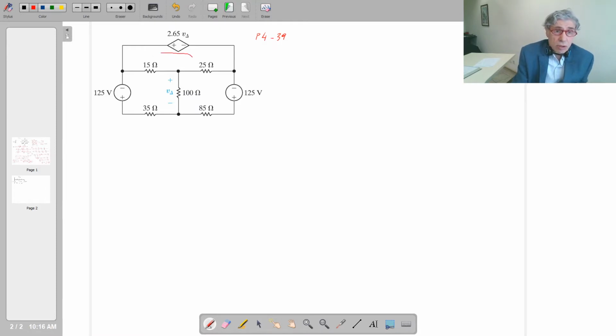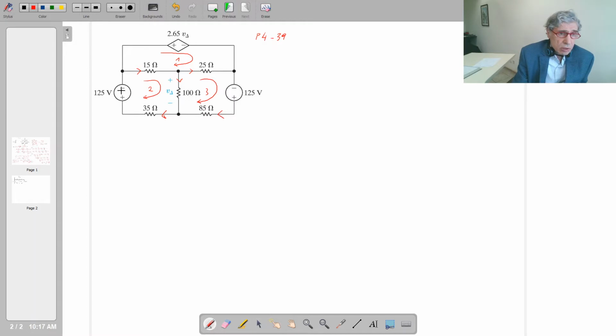So this is, let's say, the first mesh, and that is the second mesh, and that is the third mesh. Element current references I have chosen like that. For this, like this, and this for this.